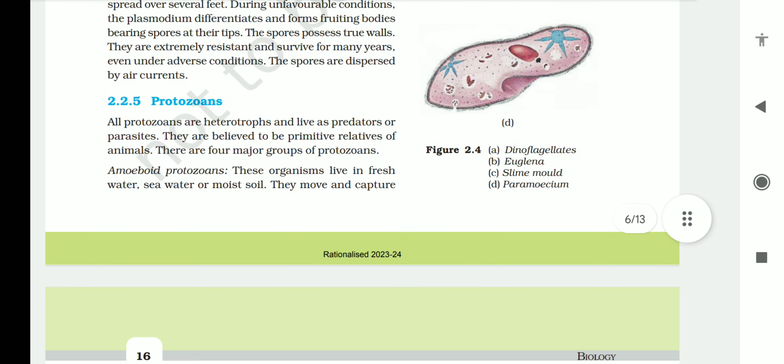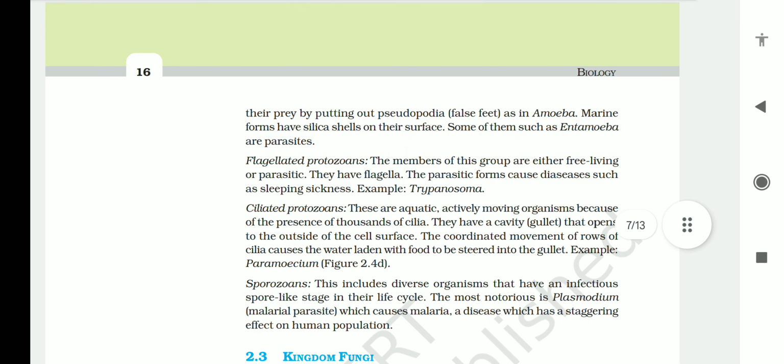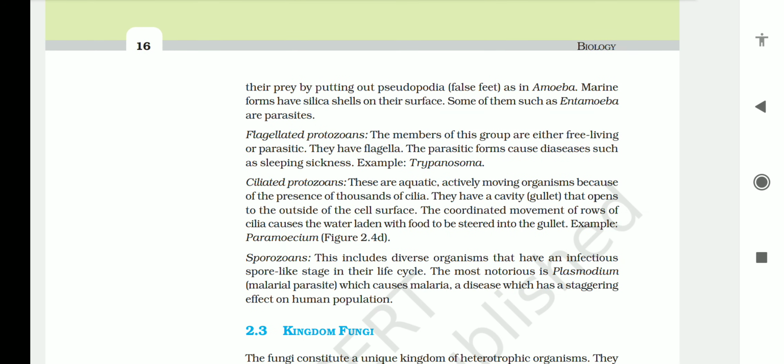2.2.5 Protozoans. All protozoans are heterotrophs and live as predators or parasites. They are believed to be primitive relatives of animals. There are four major groups of protozoans. Amoeboid protozoans. These organisms live in fresh water, seawater, or moist soil. They move and capture their prey by putting out pseudopodia, that is false feet, as in Amoeba. Marine forms have silica shells on their surface. Some of them, such as Entamoeba, are parasites.